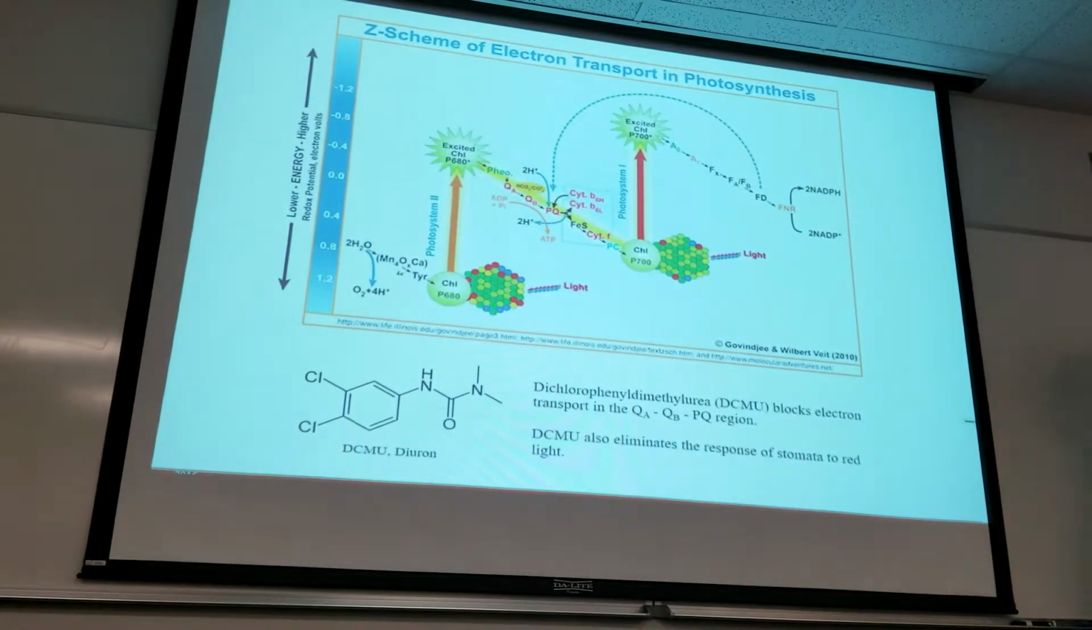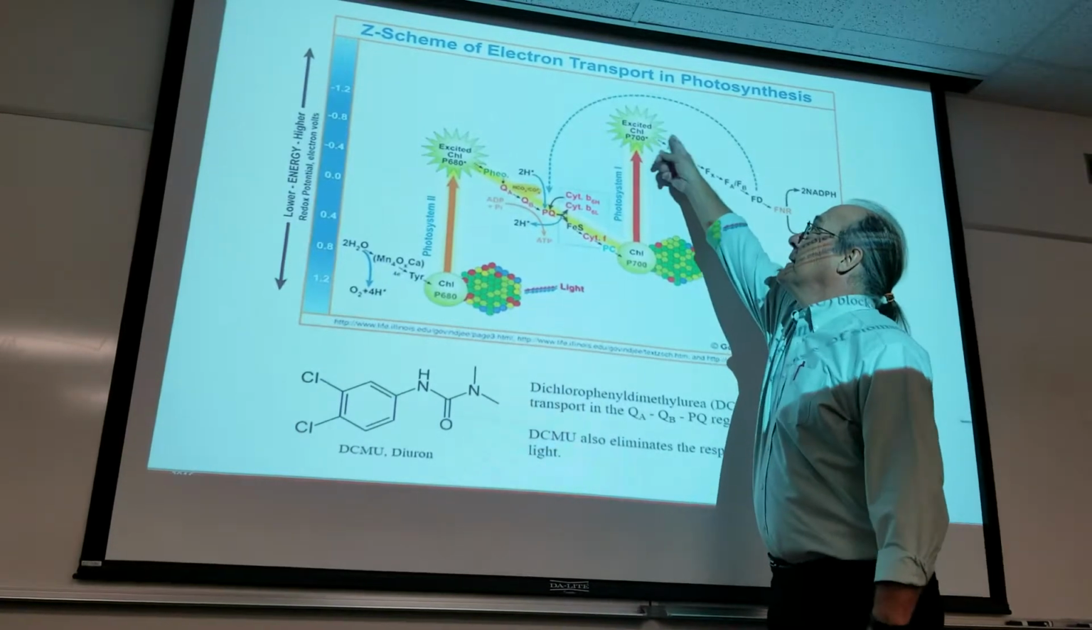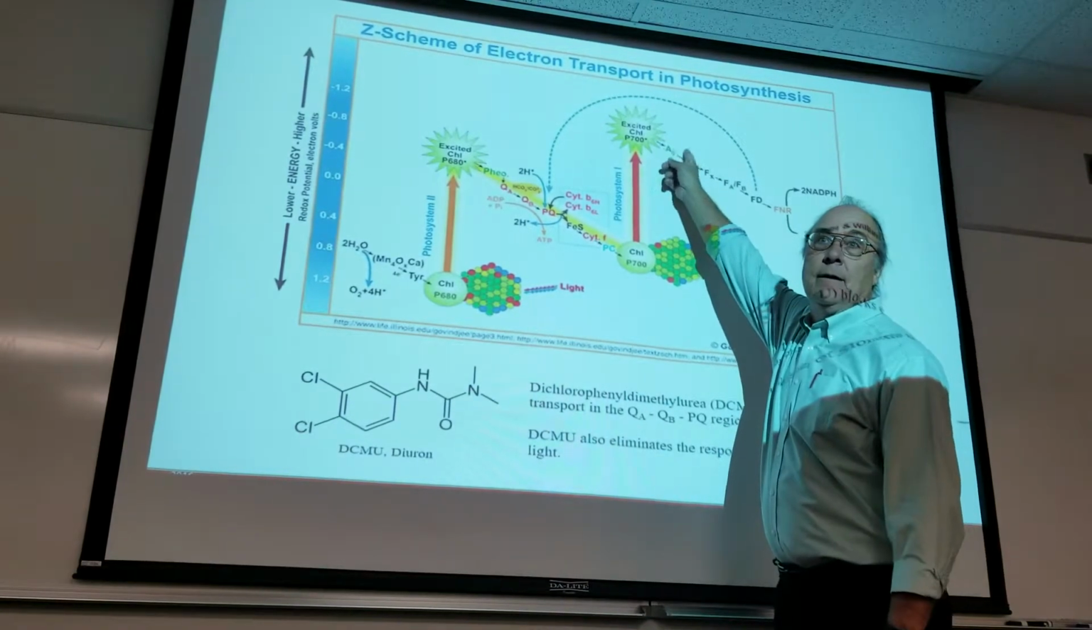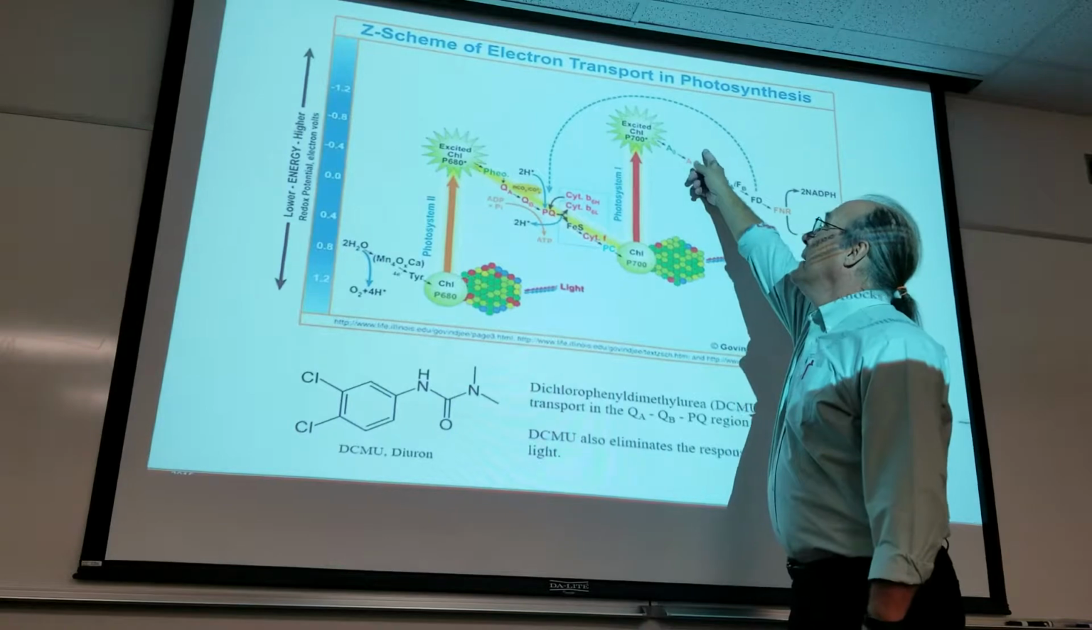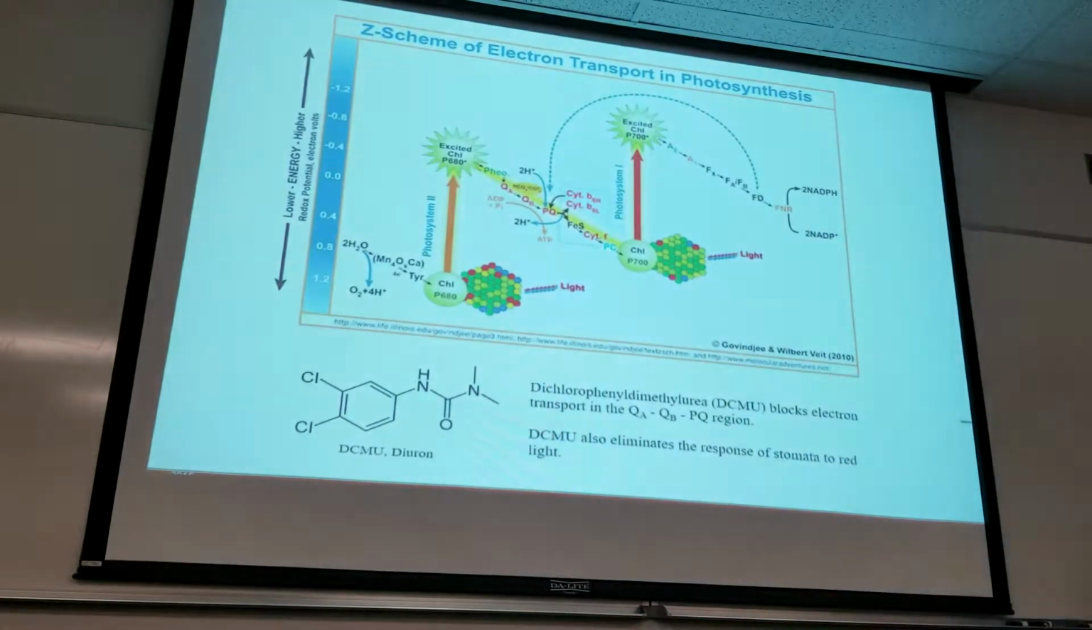Paraquat is another herbicide that affects electron transport. If that paraquat siphons off electrons up here in this part, then it makes superoxide that bleaches the leaf out and kills the plant that way. But anyway.